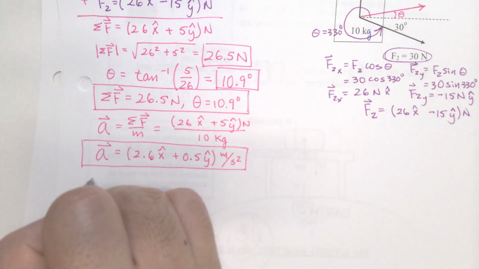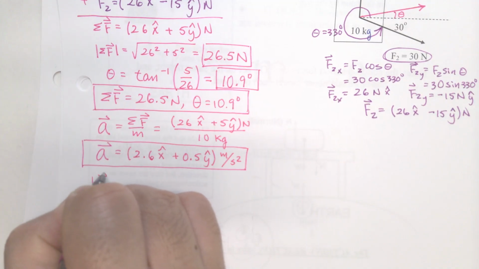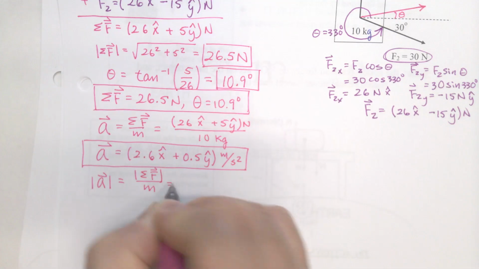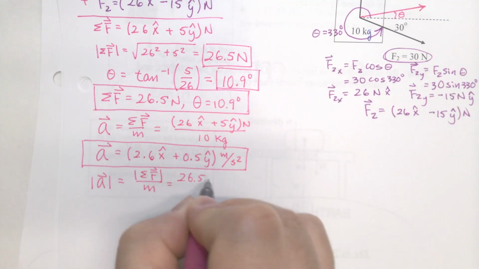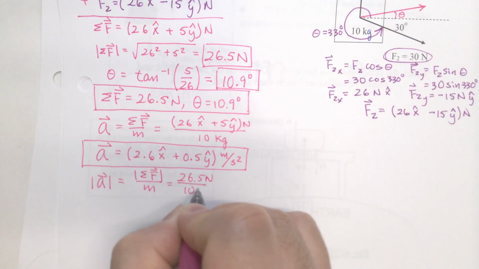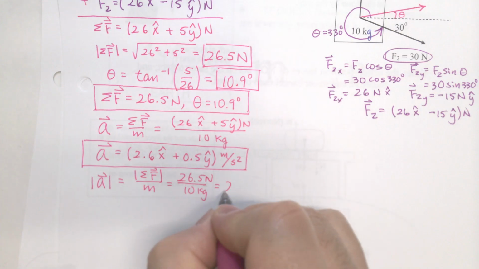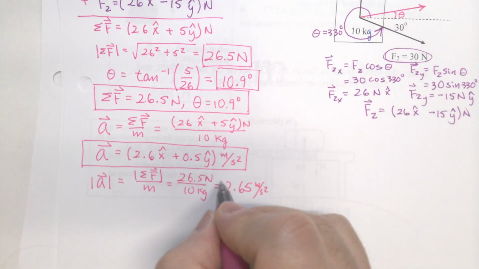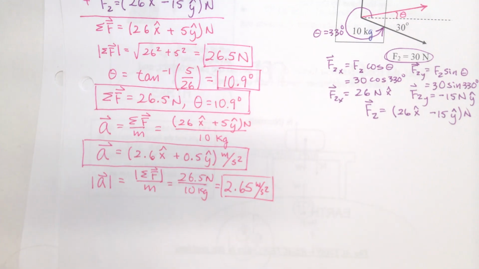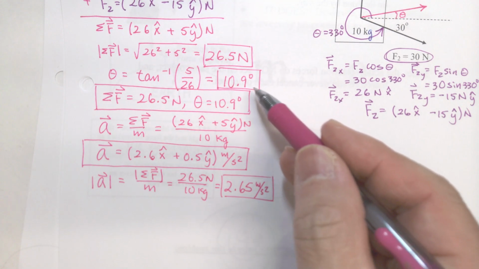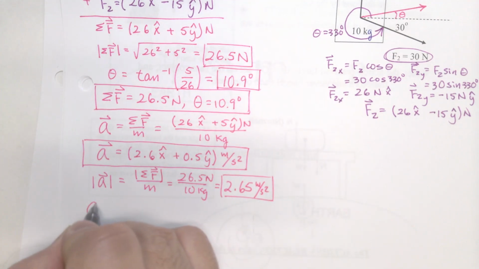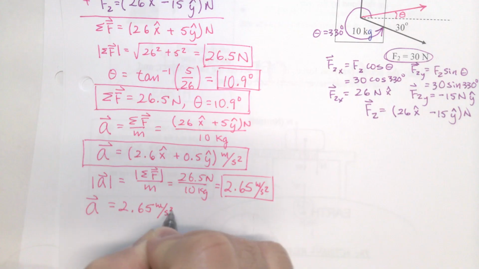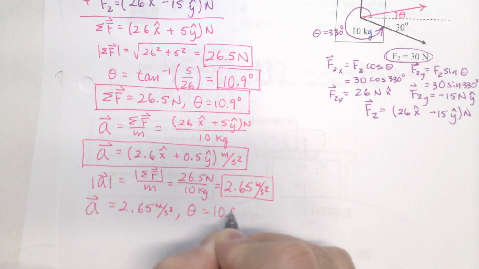Or you could do it another way, where the magnitude of my acceleration is simply the magnitude of my net force divided by its mass, which is 26.5 newtons divided by 10 kilograms, which comes out to 2.65 meters per second squared. That is the magnitude of my acceleration, but the direction should be exactly the same as my net force's direction. So you could also write down acceleration as 2.65 meters per second squared, comma, theta equals 10.9 degrees.